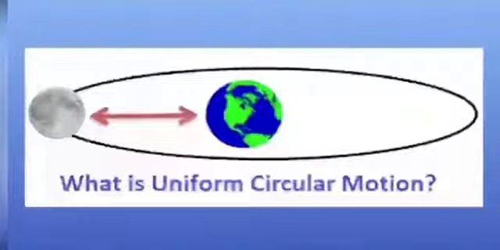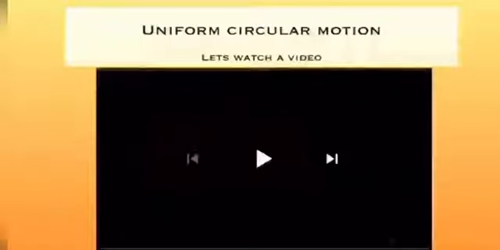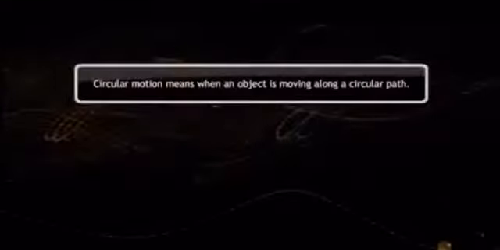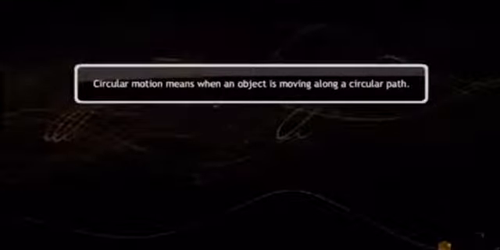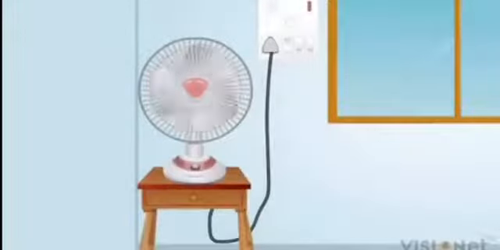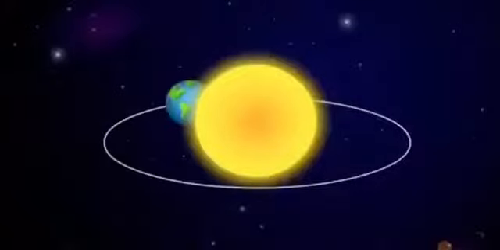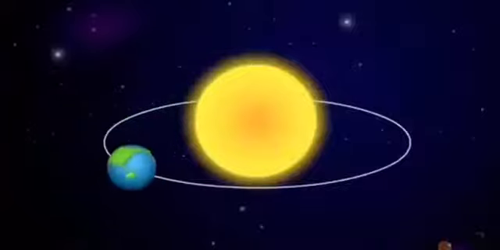Now what is uniform circular motion? To understand that, let's watch. Uniform circular motion. Circular motion means when an object is moving along a circular path. Example, motion of blades of an electric fan, earth moving around the sun. Let us explain with the help of an activity.